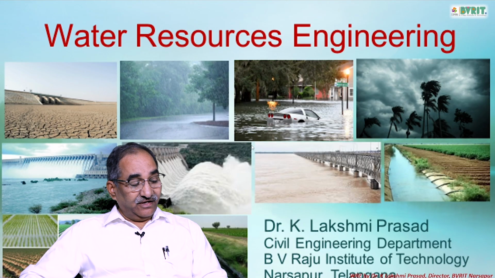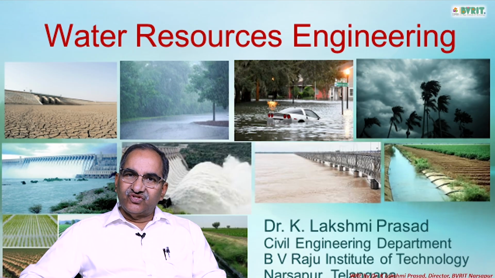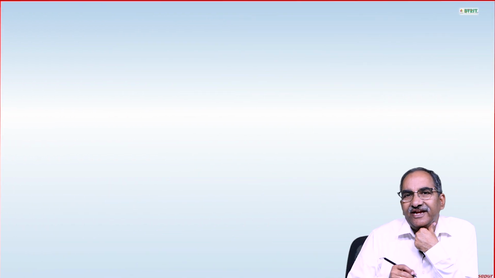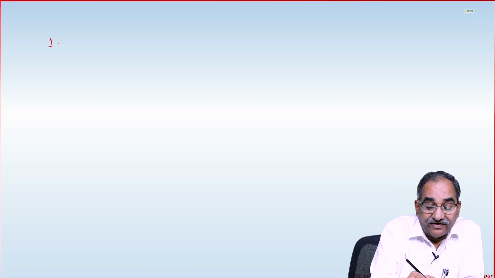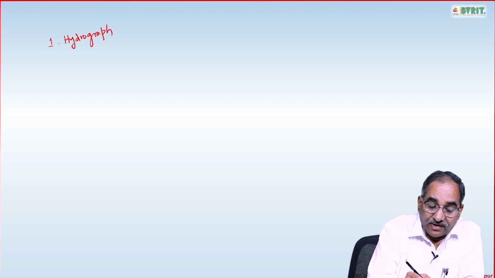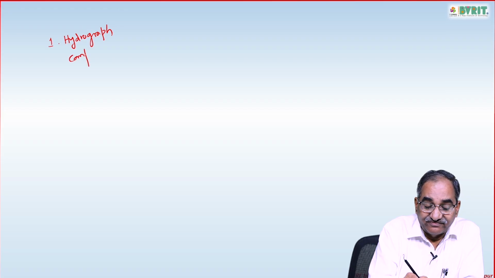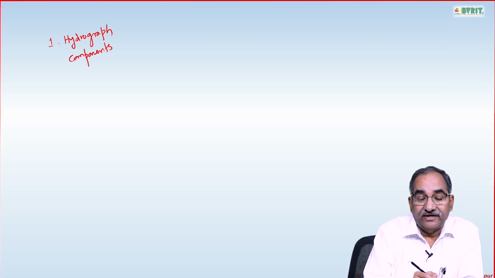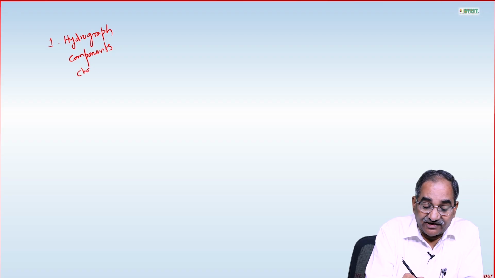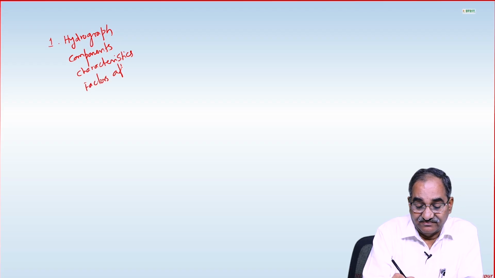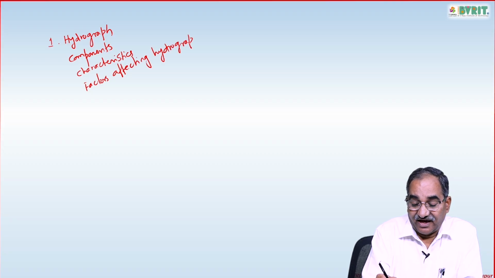So, we are now dealing with Unit 3. Unit 3 refers to hydrographs. What we have studied in Unit 3 till now: first we started with what is a hydrograph, then what are the components of a hydrograph, then what are the characteristics of a hydrograph, and what are the factors affecting a hydrograph. So these are the first things that we have taken up.